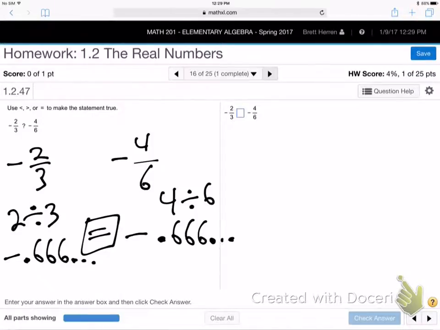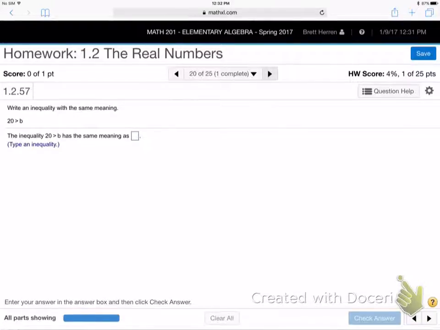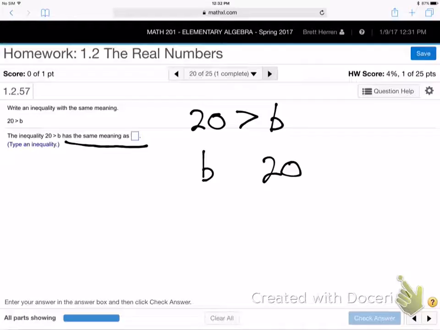Okay, so let's take a look at this one. It says 20 greater than b, like that. And then they tell me they want me to rewrite it. They say the inequality has the same meaning as, so they want me to rewrite it a different way. How else can I say that same truth? They want the b to be on the left, and they want the 20 to be on the right, yet the same truth conveyed. So how do you say the same truth in the opposite order, with the b coming first?